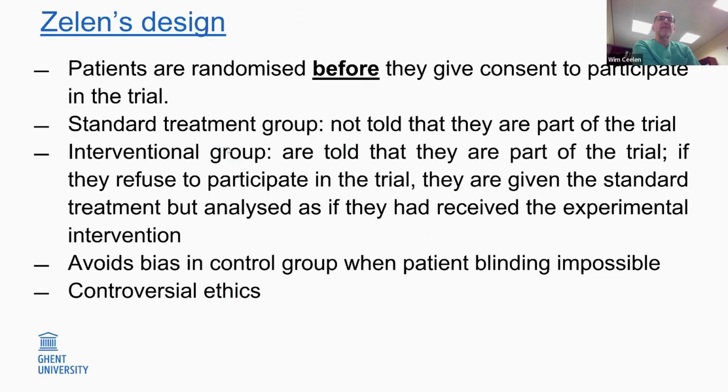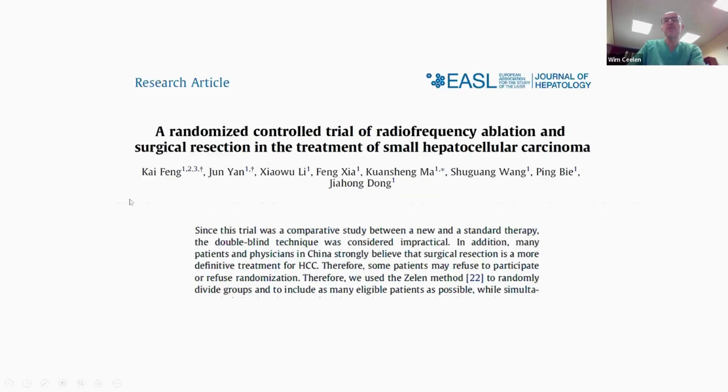And then if they are randomized to the standard treatment arm, you don't tell them anything. If they are allocated to the interventional arm, the experimental arm, you tell them, by the way, we randomized you in a trial, and do you agree? This avoids, of course, reluctance of patients to enter in trials, but as you can appreciate, the ethics of this way of doing a trial is controversial, and there are only very few examples in the literature of this design. And this is an example from China.